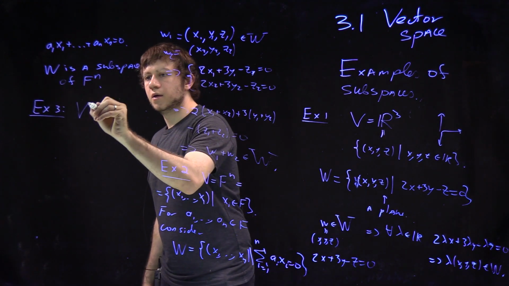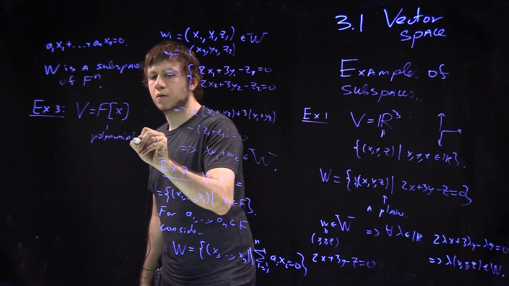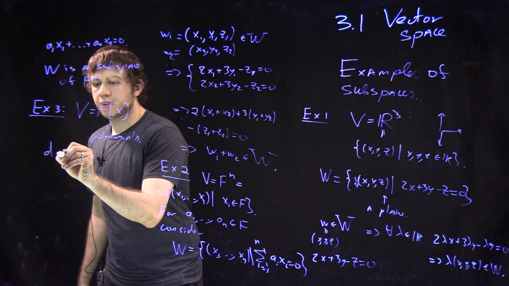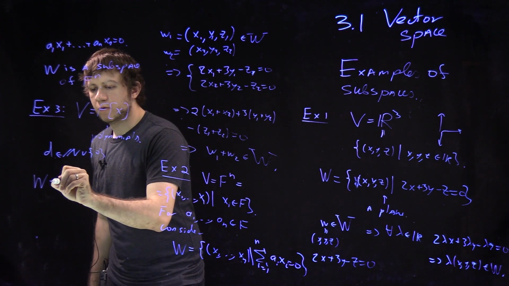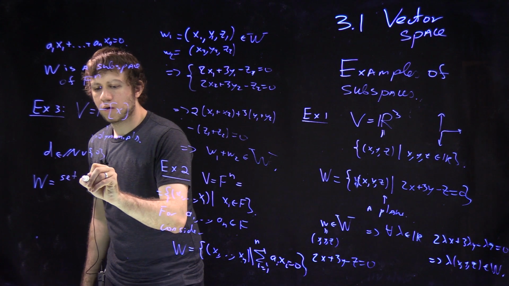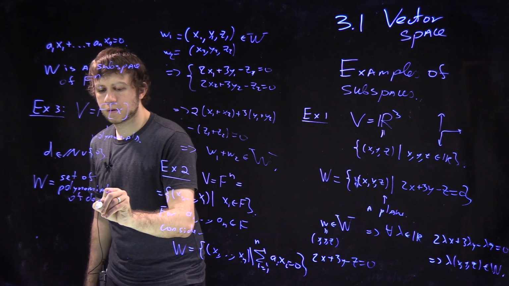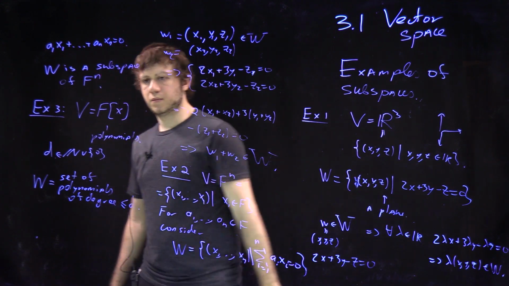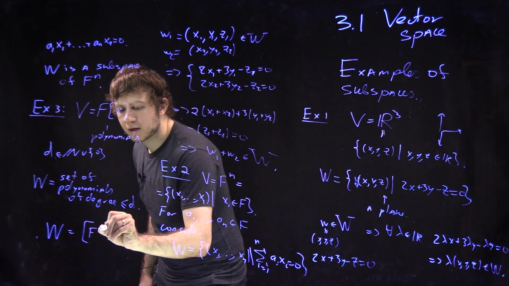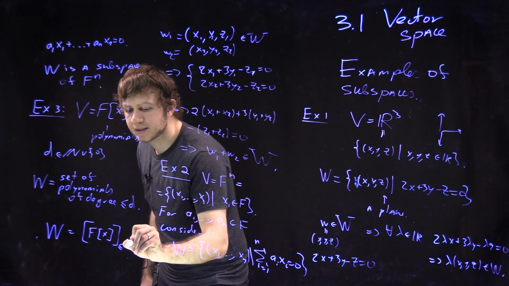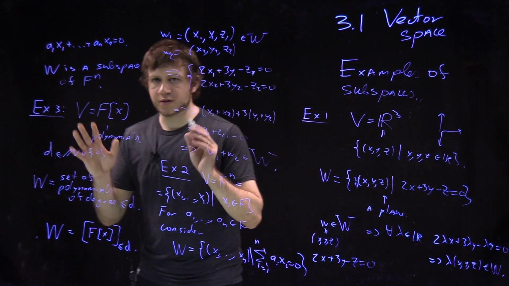So let V be F of x, polynomials. And then if d is some integer number, maybe 0, then we can look at W, the set of polynomials of degree less than or equal to d. That's a trouble, I have no idea how to denote it. Maybe a notation will be something like F[x] in brackets, less than or equal to d, or something like that. I honestly don't know a good notation. So that's a vector subspace of the space of polynomials.